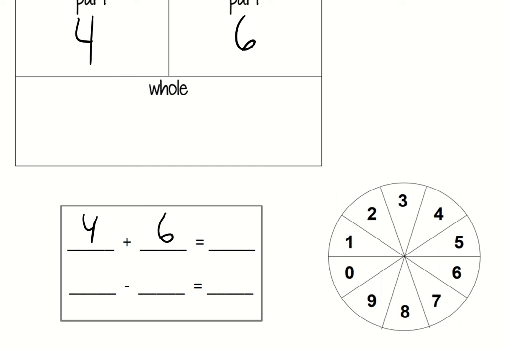So I have 4 right here. 1, 2, 3, 4, and then 6 right here. 1, 2, 3, 4, 5, and 6. If I count them all together, I have 1, 2, 3, 4, 5, 6, 7, 8, 9, and 10. So my whole is going to be 10.